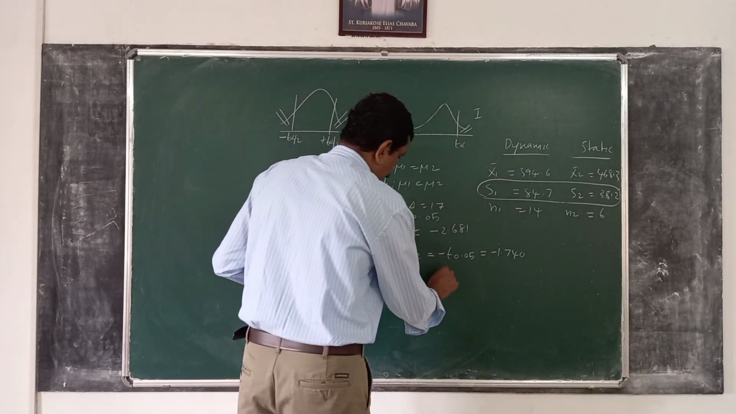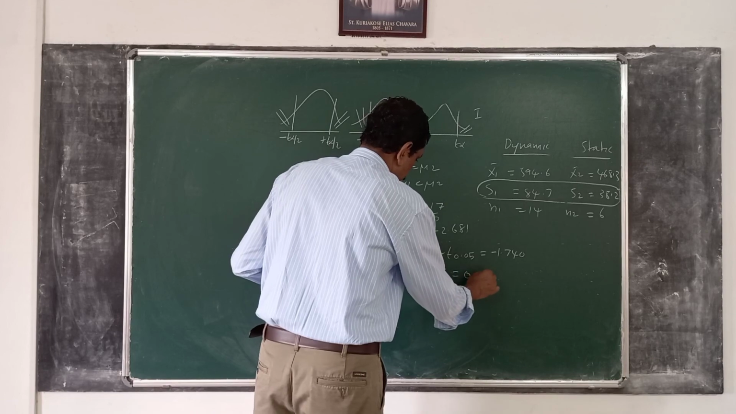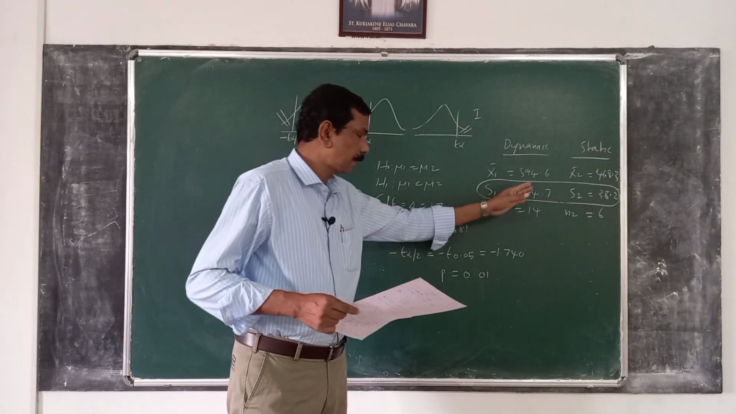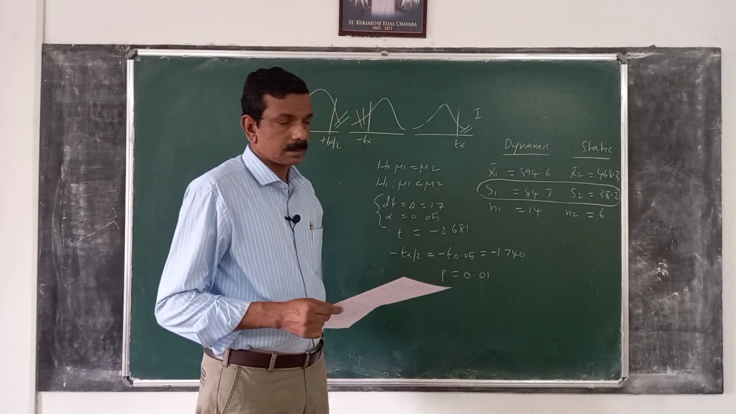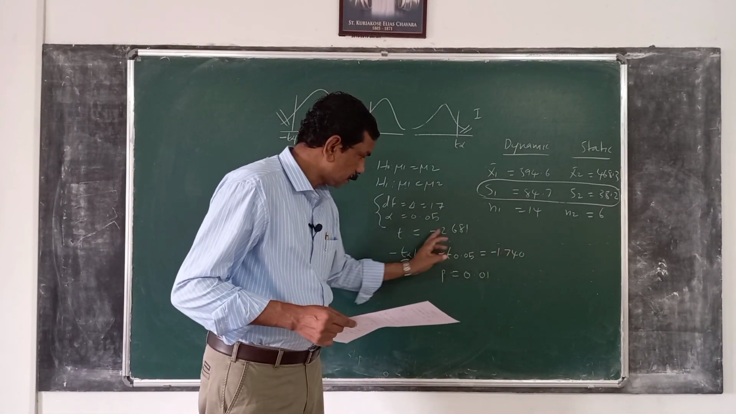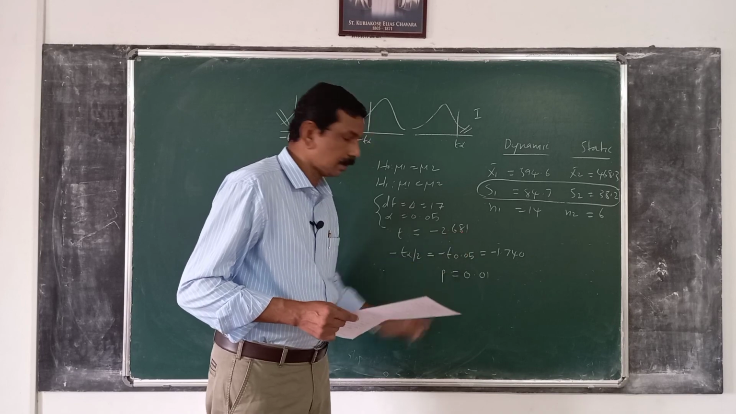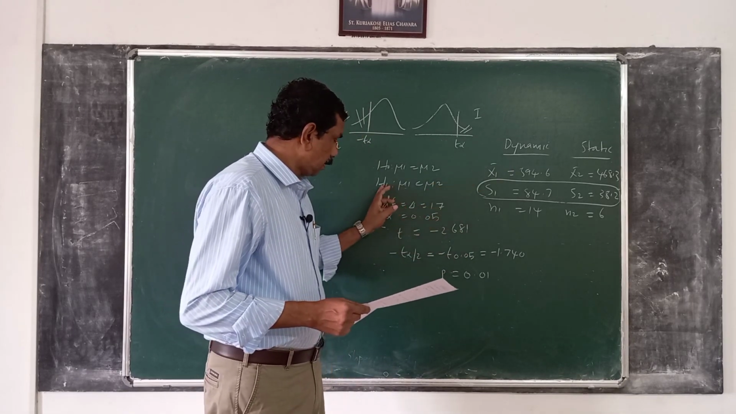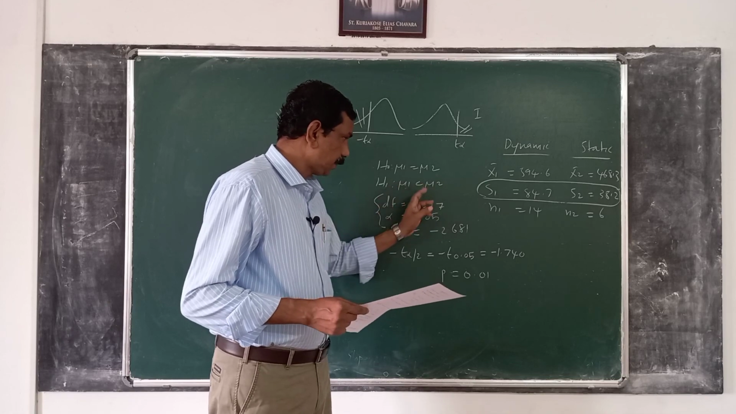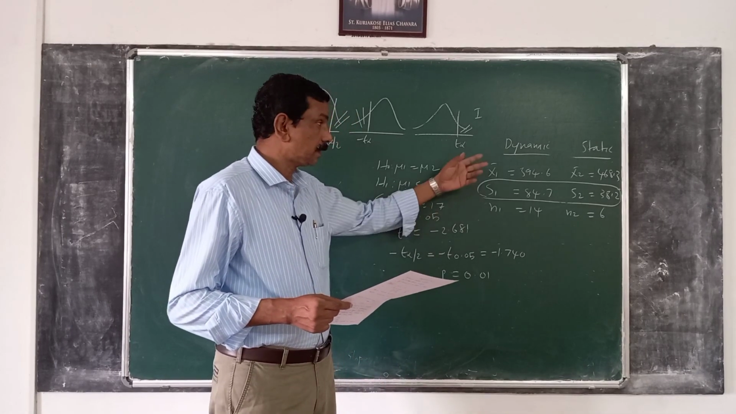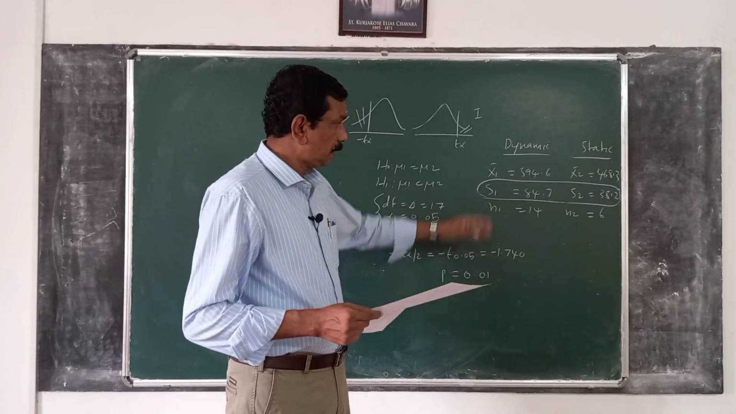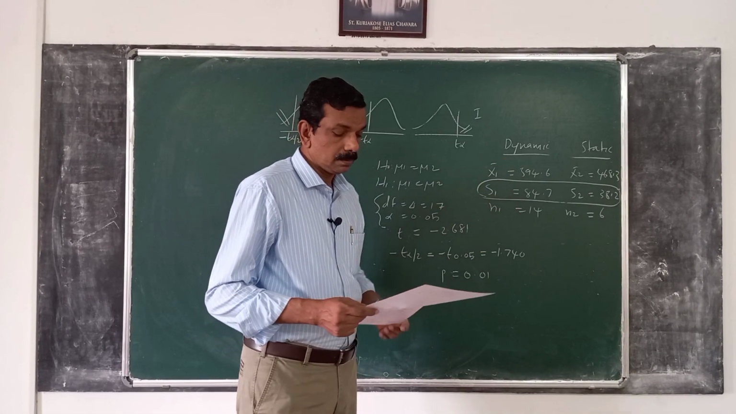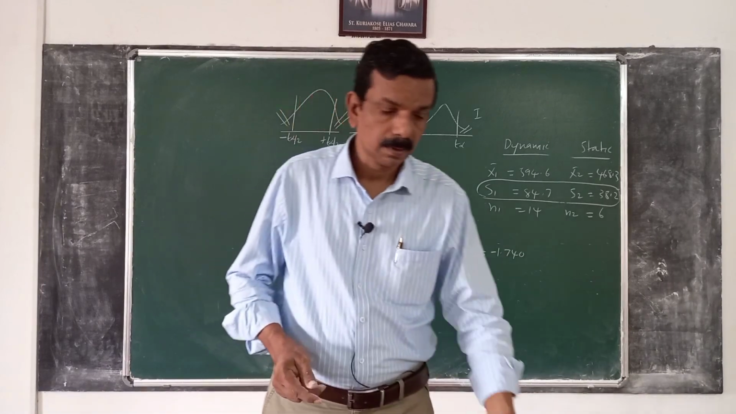And the P value is 0.01. So it follows that the null hypothesis is rejected because the test statistic is in the critical region. So H0 is rejected and H1 is accepted, meaning the dynamic system requires less operative time compared to the static system.